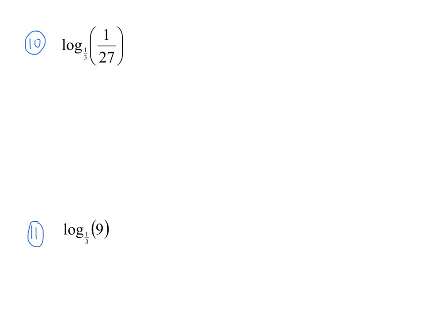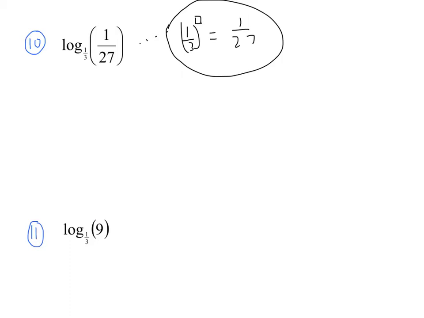Alright, so we've got log base 1/3 of 1 over 27. Remember, the log is the exponent to which we need to raise 1/3 in order to get 1 over 27. So what would that be? That exponent would be 3, because 1/3 cubed is 1/3 times 1/3 times 1/3, which is 1 over 27.